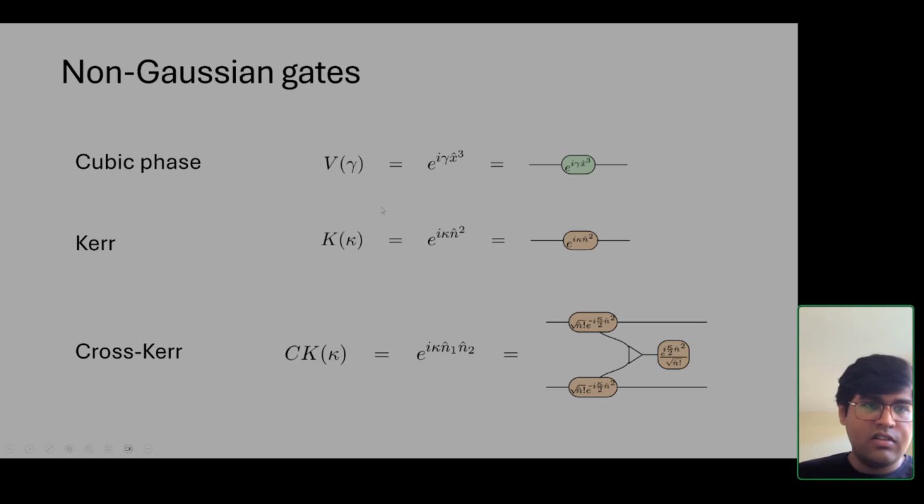We also have different non-Gaussian gates, like there have been proposals to use the Kerr gate, which can be represented as a Fock spider, or an entangling non-Gaussian gate, which is the crosshair shown here.